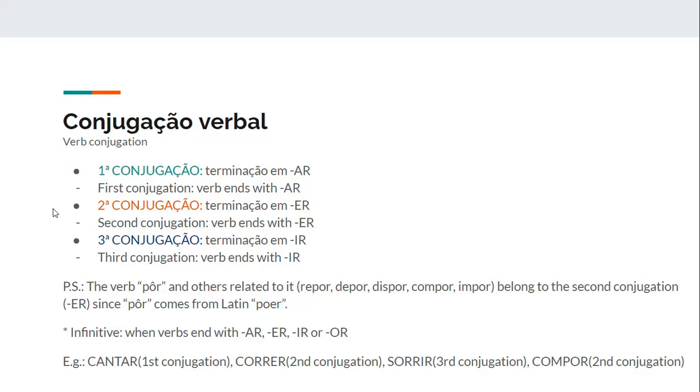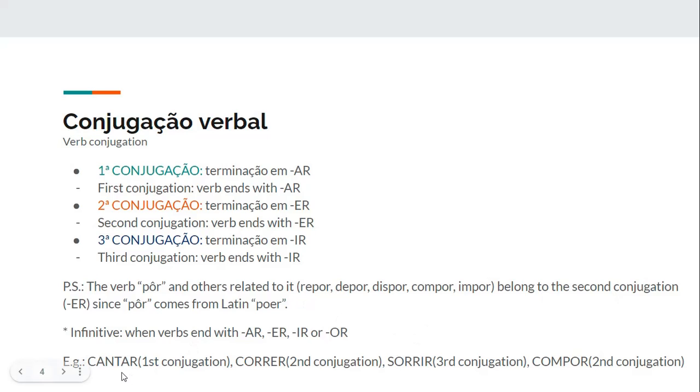So let's see. Infinitive is when the verb ends with ar, er, ir, or or. And then we have the three categories, as I was saying. So the first, we have first conjugation, and it's when the verb ends with ar. Second, er. Third, ir. And by the way, we have the verb por and others related to it. So repor, depor, dispor, compor, impor. And all of them belong to the second conjugation, because por comes from the Latin poer. So whenever you see those verbs, you would know that they are from the second conjugation.